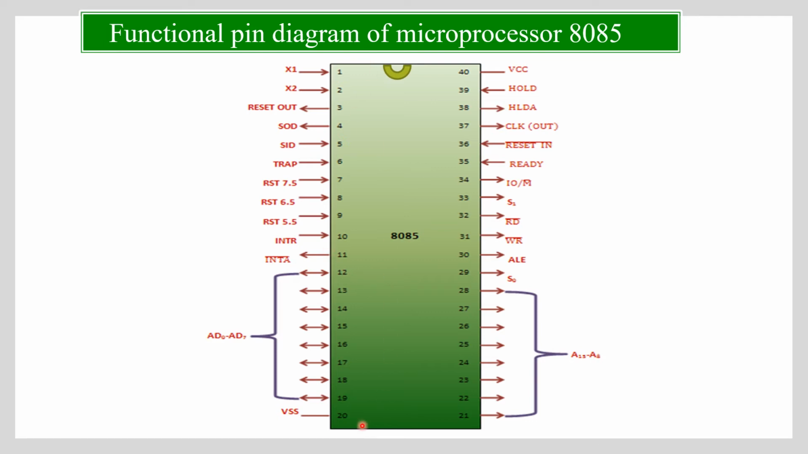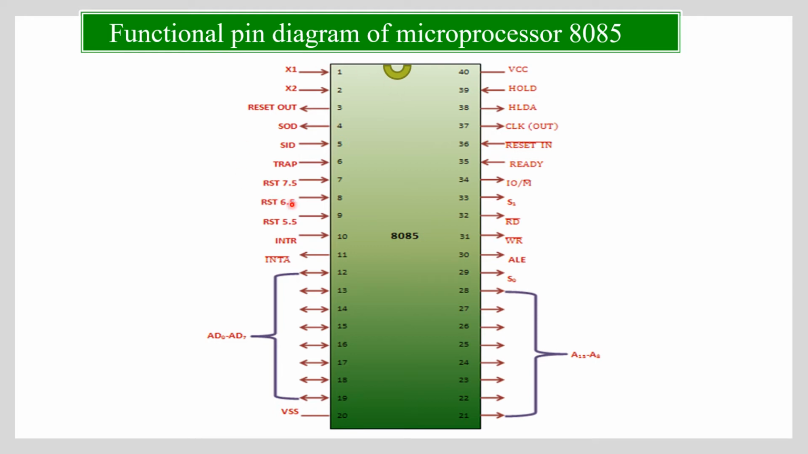First 20 pins. Okay. What happens is, X1 X2, a boy and girl love each other very much. X1 X2, that is pin number 1 and pin number 2. They run away from home to get married. So to do marriage they run away. That is the reset out. That is pin number 3.